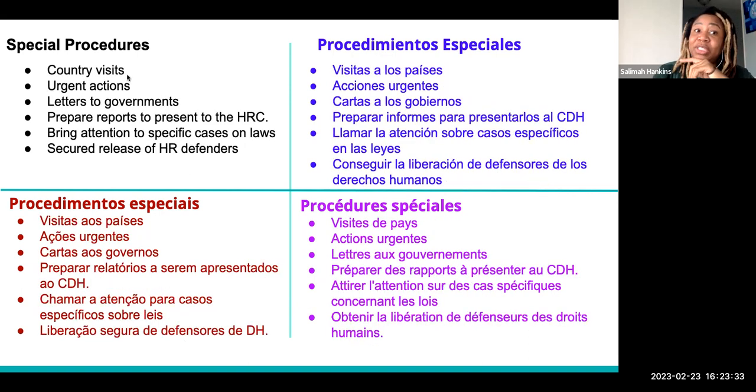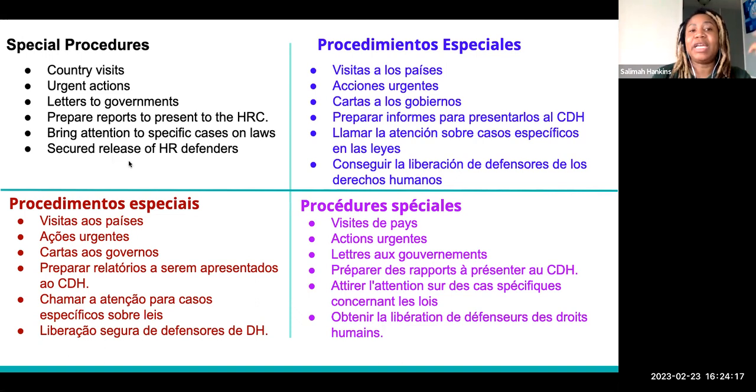The other thing that special procedures can do is country visits, which can be really powerful, where they go to the country where the violation is happening. They can meet with governments, and with people who are impacted and other stakeholders. It can be really powerful, and you'll see that is actually happening with the EMLER mechanism. They can conduct urgent actions and write letters to governments. Then they prepare reports that are presented to the Human Rights Council, because remember, the Human Rights Council created them, so they have to report on the progress.